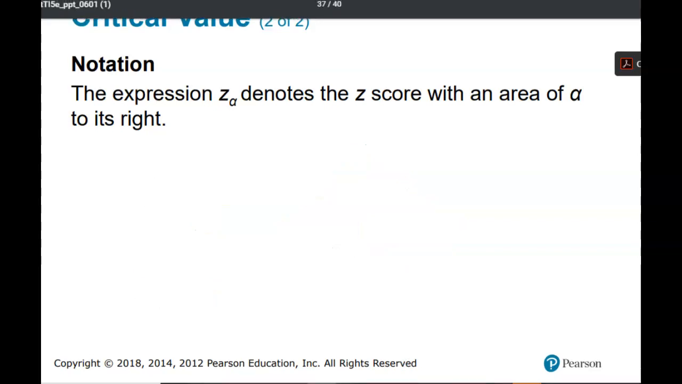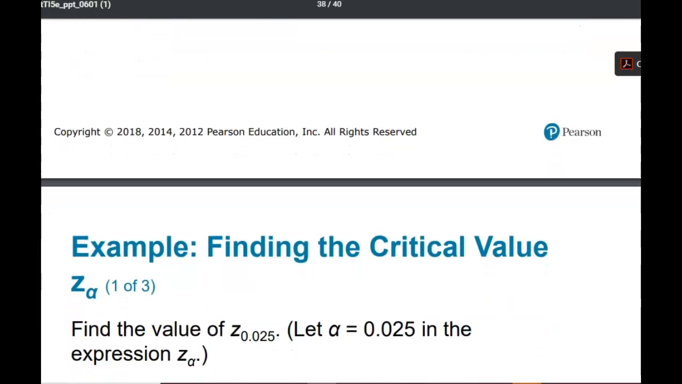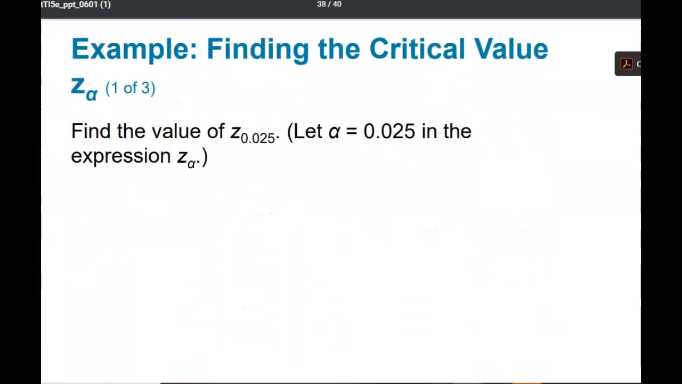So let's find the value of z sub alpha when alpha is 0.025. So we want to find what z-score gives me an area of 0.025 to the right.